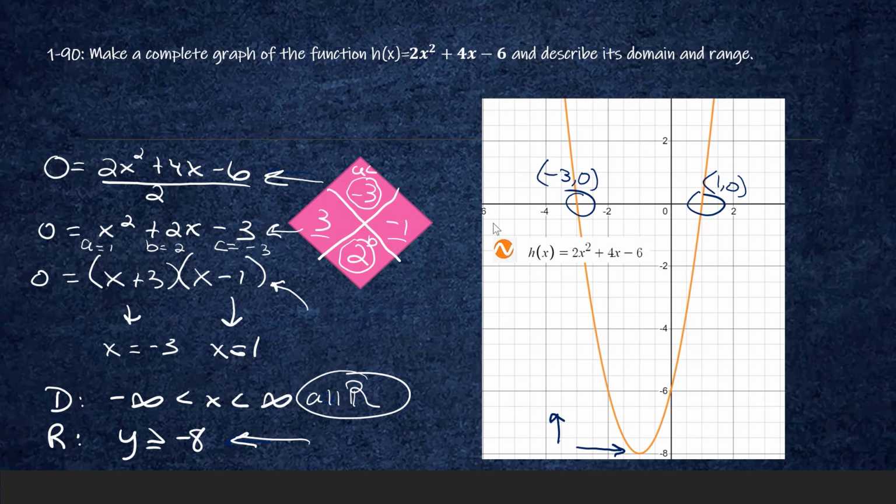And that is, all they really wanted was domain and range, but that's why I did this, because I feel it's really important to also be able to look at factoring when you have a chance. Here we go. 1-91 is next.